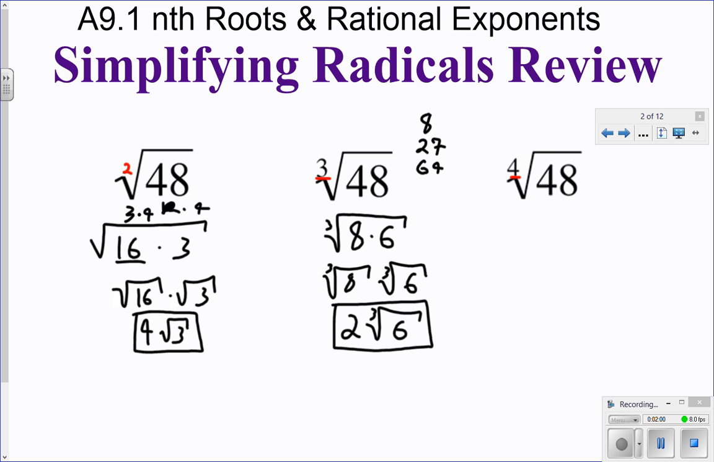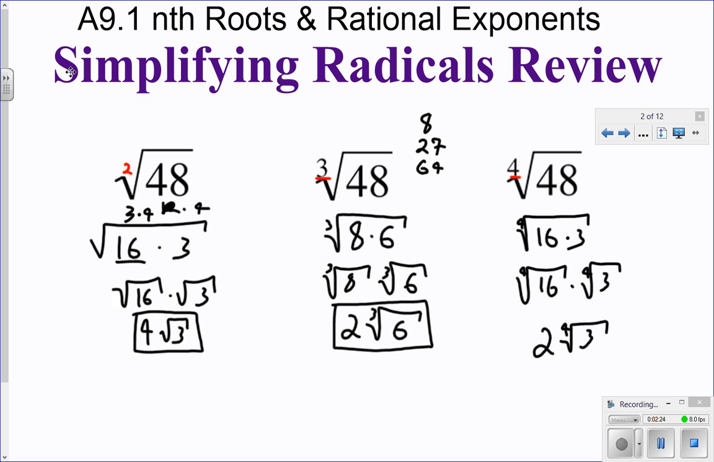Now the fourth root of 48. Here I'm thinking about perfect fourth powers that go into 48. Well, 16 is going to come up again, times 3. The fourth root of 16 times the fourth root of 3. We're going to get 2 times the fourth root of 3. All right, so that's our simplifying radicals.